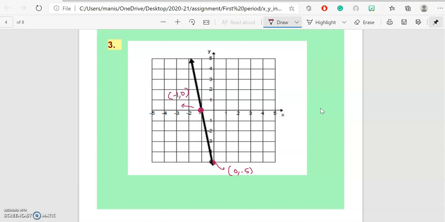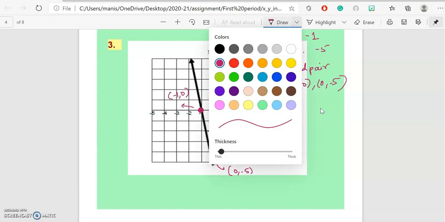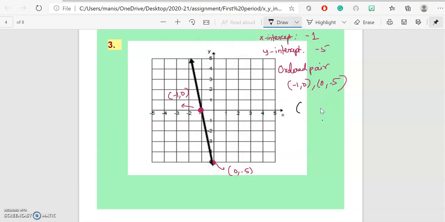So my answer is this: the x-intercept is -1. The y-intercept is -5, and the ordered pair is what? You can write it like this: ordered pair (-1, 0) and (0, -5). I gave a second thought over here, and I think we can also write it like this: (-1, -5). That's also your answer over here.